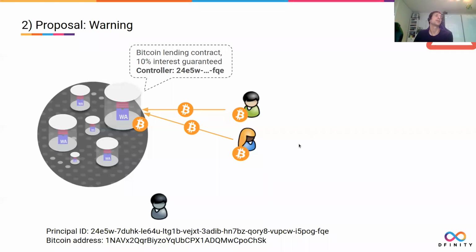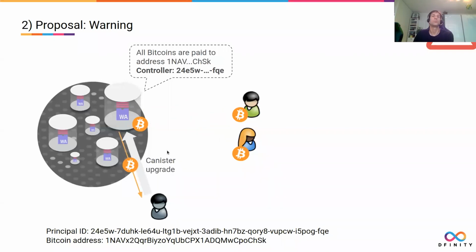Now, the problem here is that because there's one guy controlling it, this person is free to operate the canister anytime he wants, and thereby change the logic. And in this case, the logic now says all Bitcoins are paid to this address, which happens to be the Bitcoin address that this guy controls. So now this person managed to steal everybody's Bitcoin. And nobody did anything wrong, so the technology worked. The upgrade was legal. All the Bitcoins were transferred correctly. So there's nothing really wrong here.